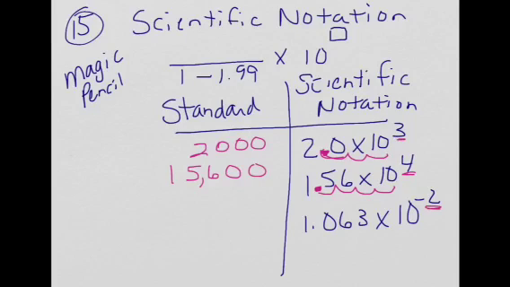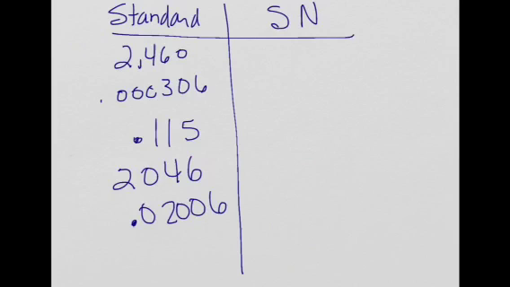Now if it's a negative exponent, we move it to the left. So we find the exponent, we make it large and obnoxious, and we move it 2 places to the left, adding in our 0 where we need it. So this number is going to be 0.01063.